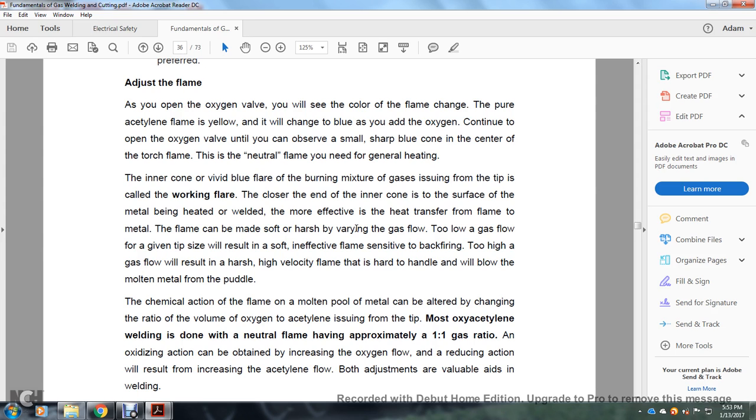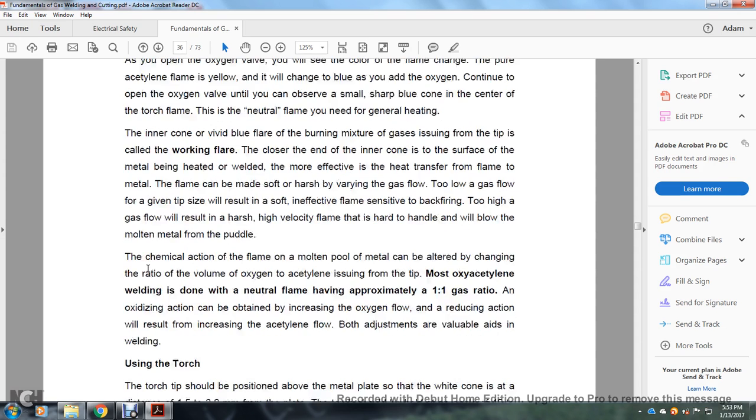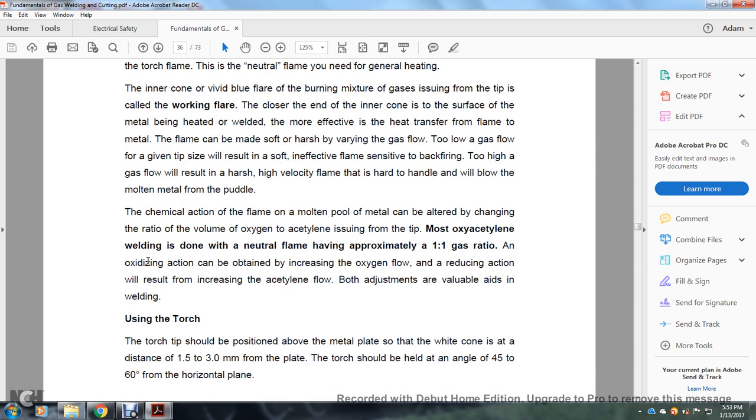The flame can be made soft or harsh by varying the gas flow from a low to a high flow. For a given tip size, too low a flow will result in a soft, ineffective flame that is prone to backfiring. A higher gas flow results in a harsh, high velocity flame, which can blow the molten metal from the puddle.